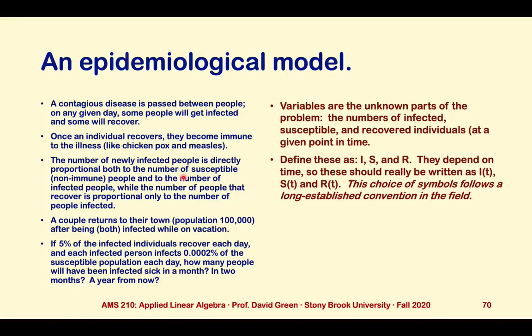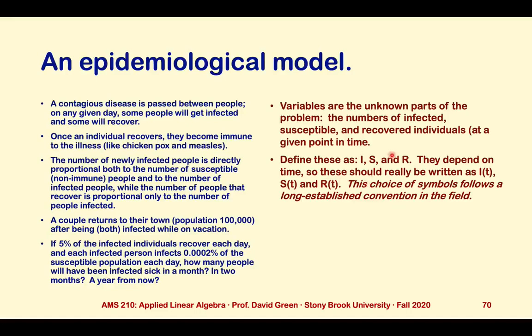How many people are infected? How many people are susceptible? How many people are recovered at a given point in time? We'll define these as I for infected, S for susceptible, R for recovered. They depend on time, so we'll write them as functions of time here.